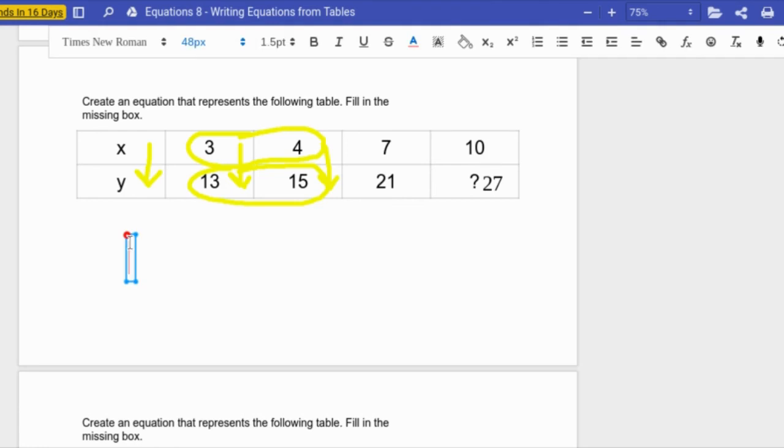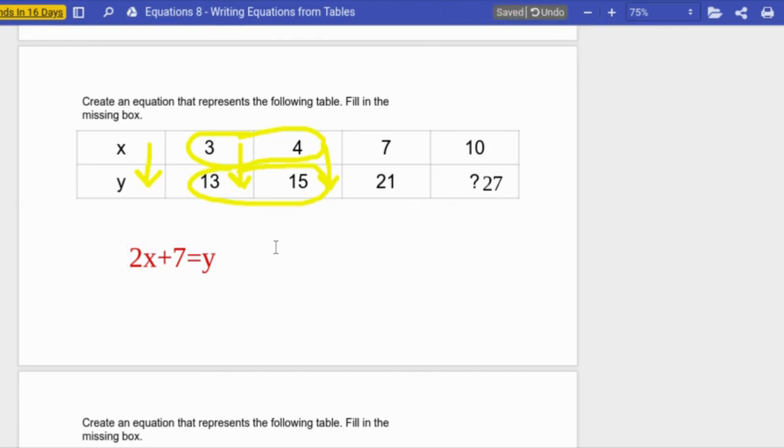So in my equation, what am I doing to x? I'm timesing it by 2, and then I'm adding 7, and that equals my y value. So my equation that goes along with this is 2 times x plus 7 will give me my y value. Again, I found two x values that were right next to each other, and then I found the difference in their y values, and that tells me that I'm multiplying by 2.